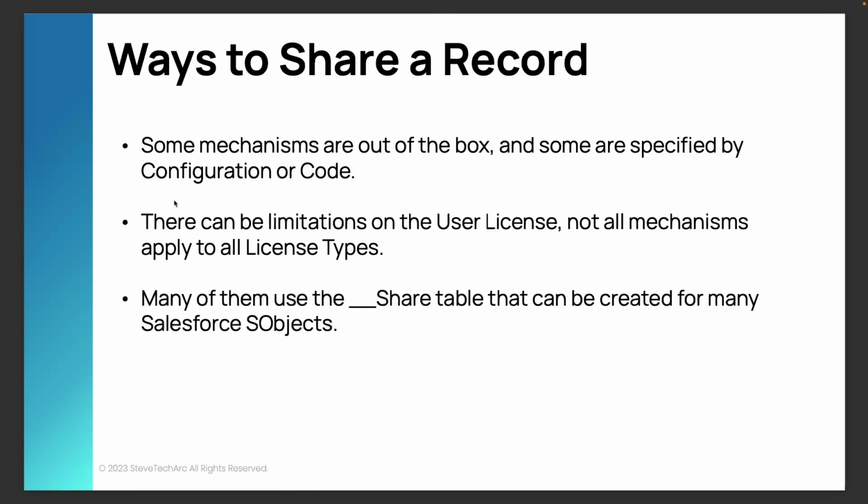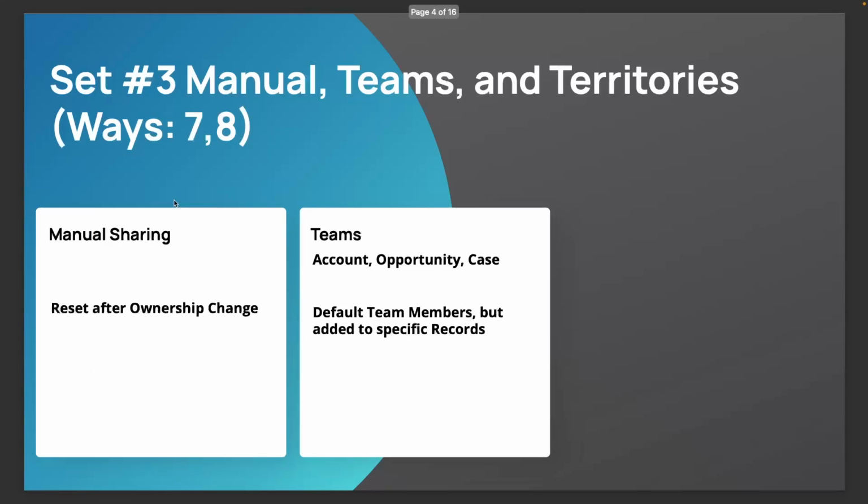As we've been going through the sharing mechanisms, some of the sharing mechanisms are out of the box and some are specified by configuration or code. Some are affected by the license types. The ones we're talking about today all require access to the share table, which are the Salesforce internal licenses and some of the community licenses. So the ways we're talking about today are going to be manual sharing and teams: the account teams, the opportunity teams, and the case teams.